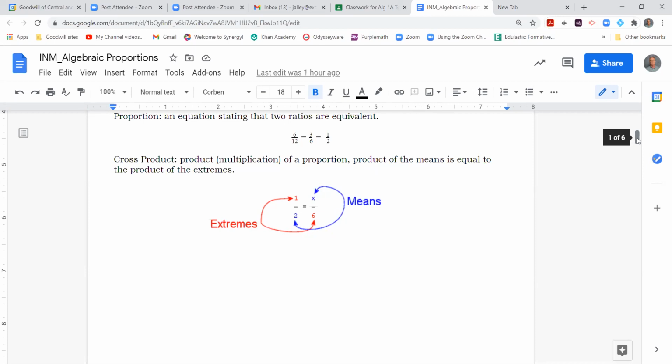Now, these words, extremes and means, don't worry about these. 1/2 equals x over 6. The key thing for proportions to remember is they function like equivalent fractions. So I got an x here in my second fraction. There's a couple of different ways I can figure out what x is.